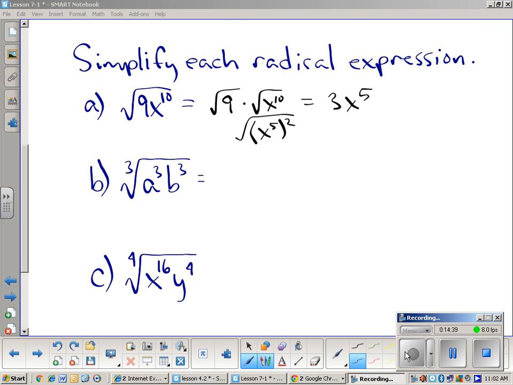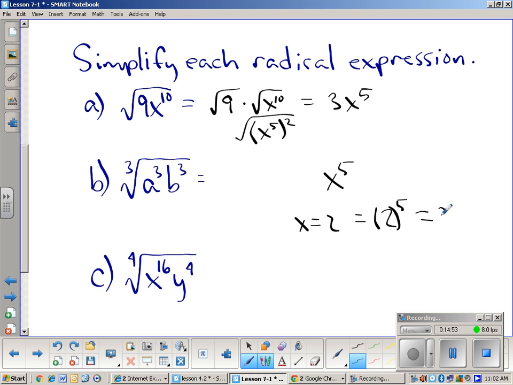Pause. What this other stuff that we wrote down was saying is that x to the 5th, if x is 2, we get 2 to the 5th, which is 32. Do you agree with that? If x is negative 2, then we get negative 2 to the 5th, which is negative 32. Do you agree? Well, we started out with x to the 10th.